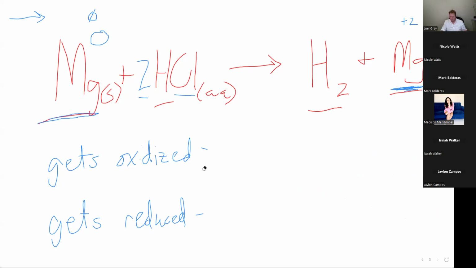Now, I'll give you a couple of seconds. Does anyone have any questions where I got those numbers from? Okay, great. So this addresses magnesium, which has gone from a 0 charge to a +2 charge. Now, what does that mean? Has it gotten oxidized or has it gotten reduced?